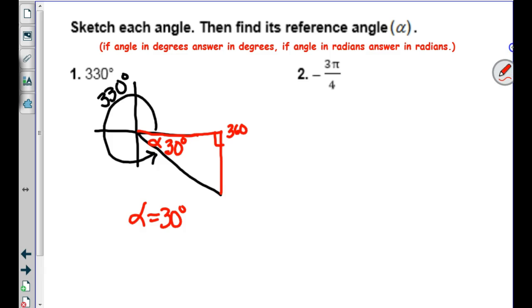All right. If the angle is in degrees, you can answer in degrees. But if the angle's in radians, you have to answer in radians. You can do that by changing it to degrees and then back to radians. It's just not the way I would normally do it. And I want to encourage you to try to think with fractions a little bit more. All right.